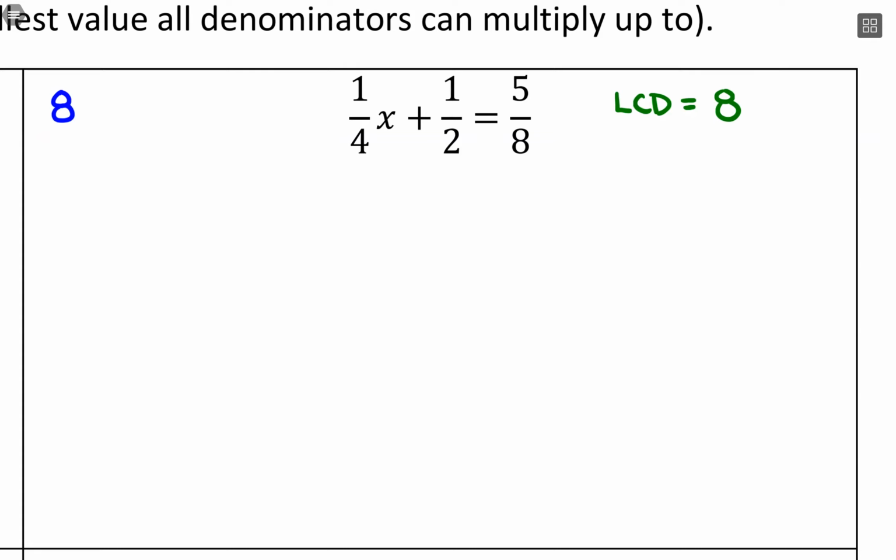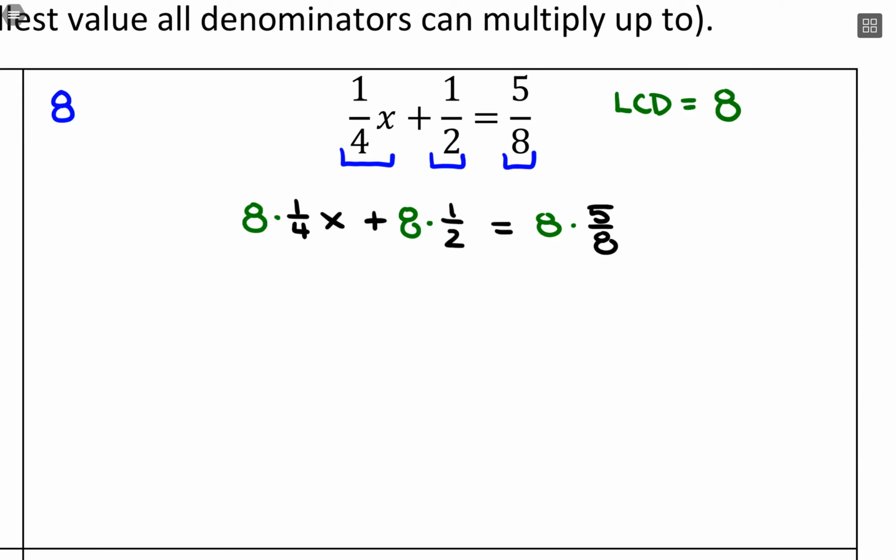So what I'm going to do is multiply everything by 8. I have this 1/4 for the x term, I have this 1/2, and this 5/8. So what this will look like is 8 times 1/4 x plus 8 times 1/2 equals 8 times 5/8.